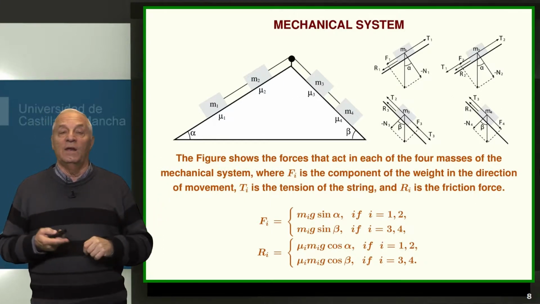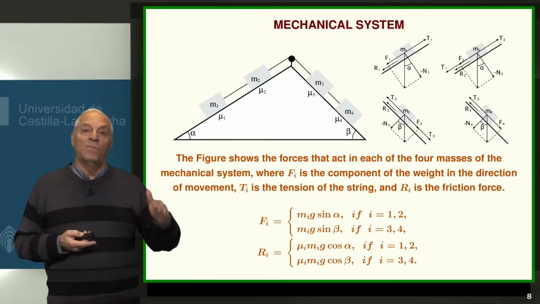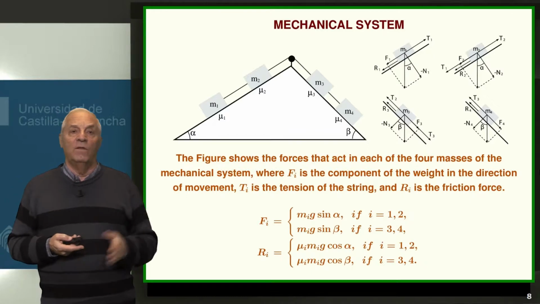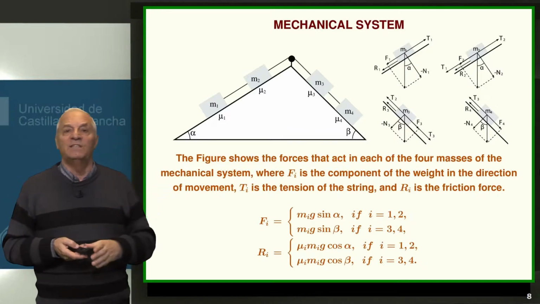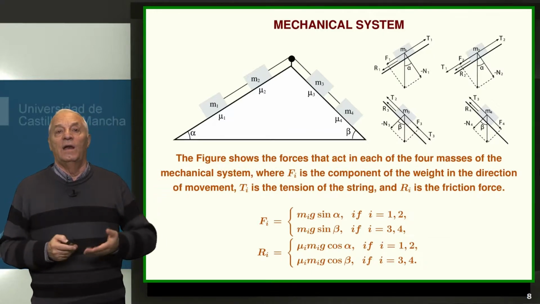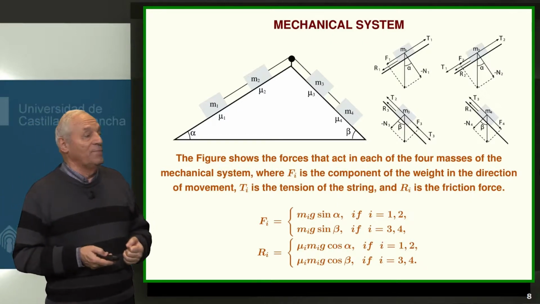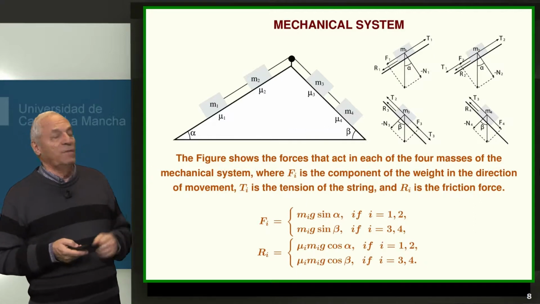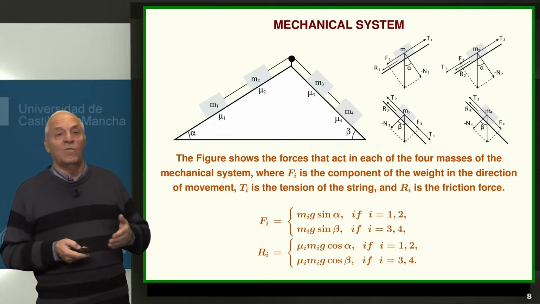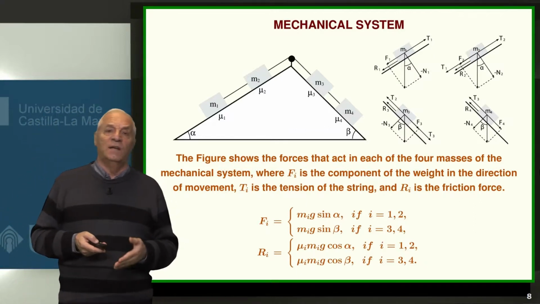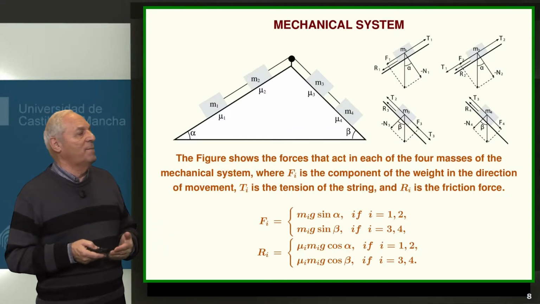Then, you must keep in mind that the masses have corresponding weights, which are vertical, due to the force of attraction of the Earth. These decompose into a tangential component, in the direction of the inclined plane, and a normal component, which is the one that will give us the friction force. So we need to add the friction forces.